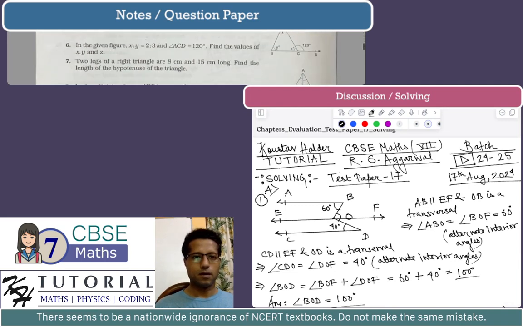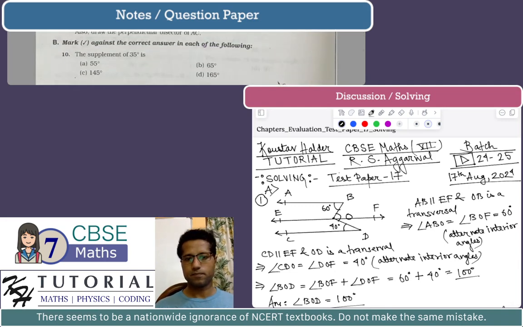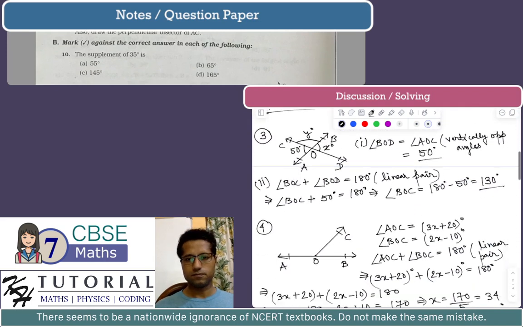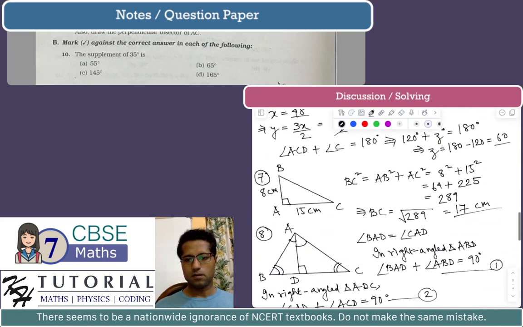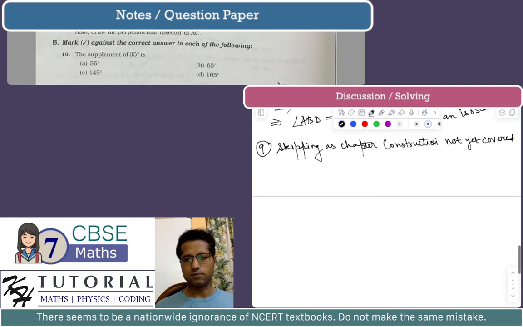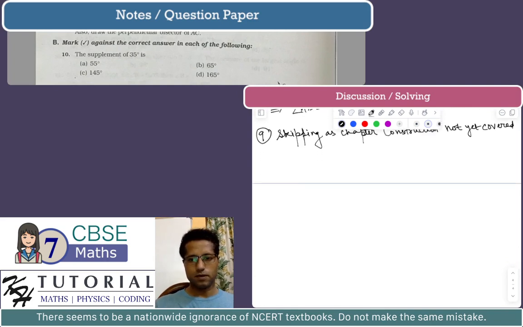Okay. Now we are starting section B, which are MCQs. Section A was short or long answer type, subjective questions. So we are now starting section B, which is MCQ. Mark, tick against the correct answer in each of the following.